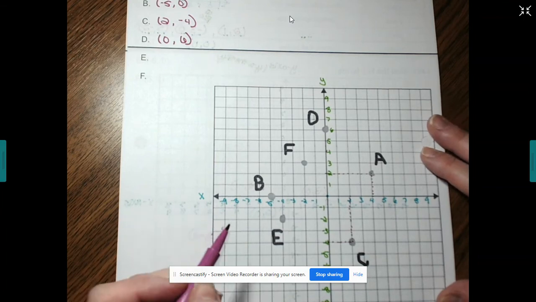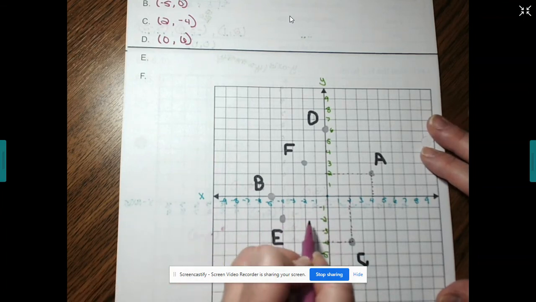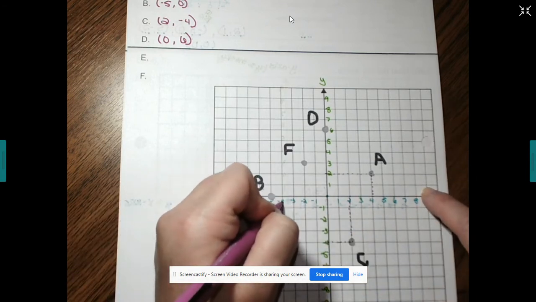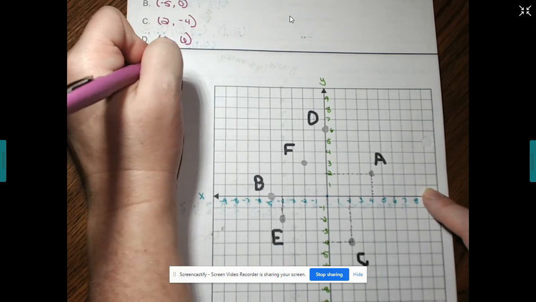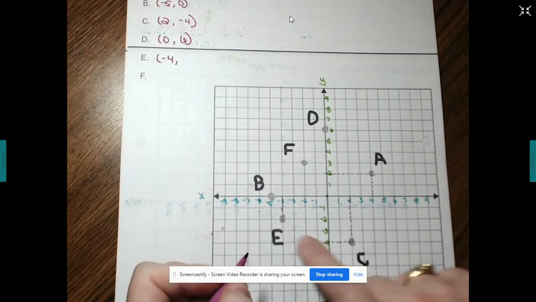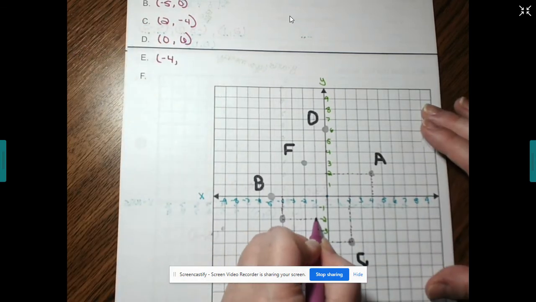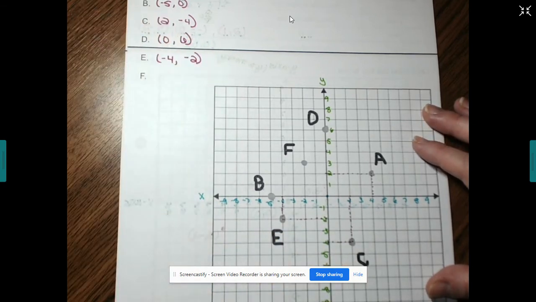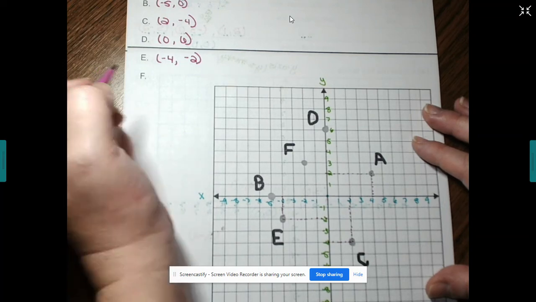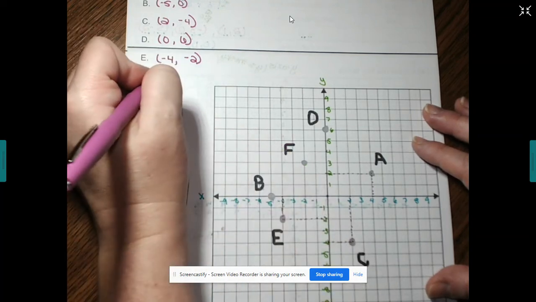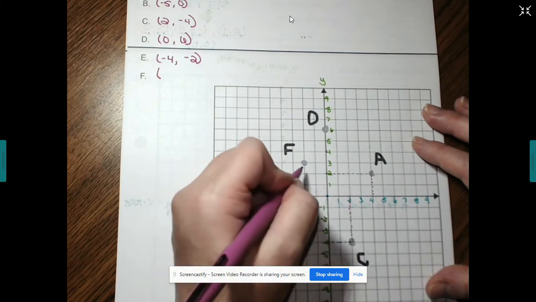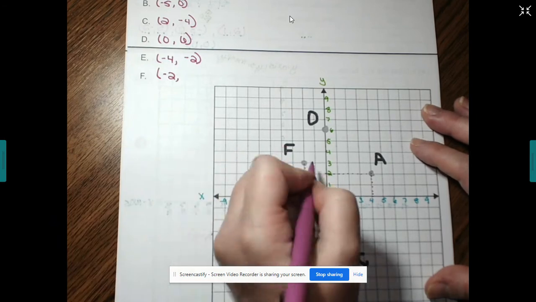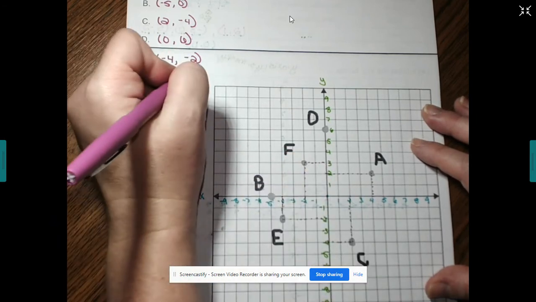E crosses at, let's see, we need to find where it crosses our x-axis. So E crosses at -4 and -2 is where it hits our y-axis. And last but not least, we have F, which hits our x-axis. It crosses at -2. And our y-axis, it crosses at 3.